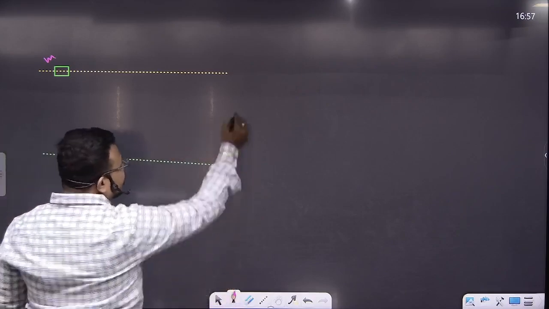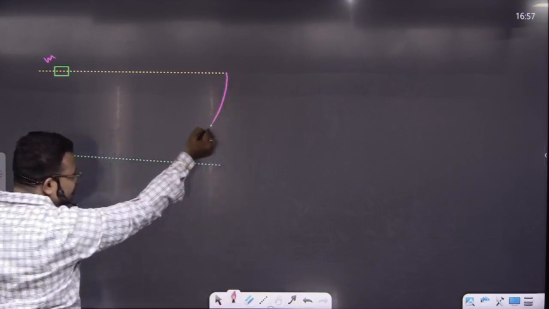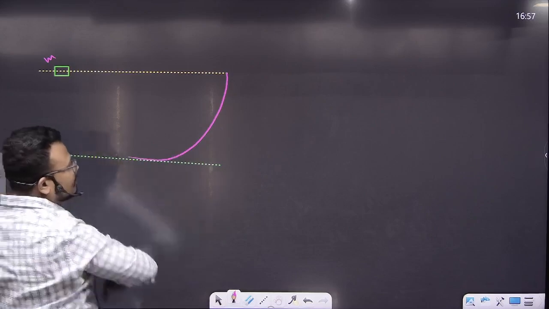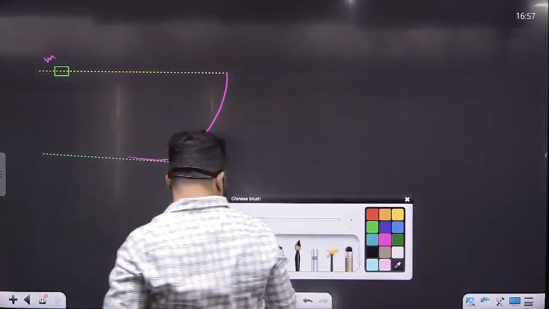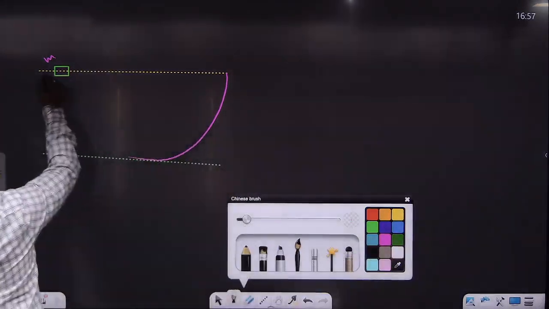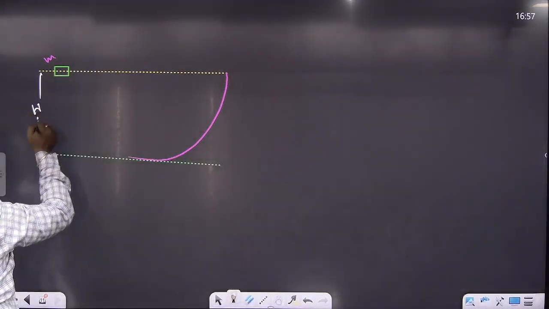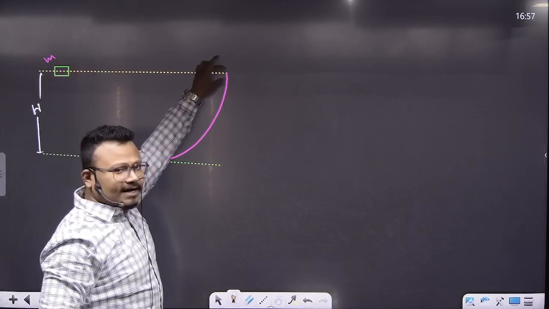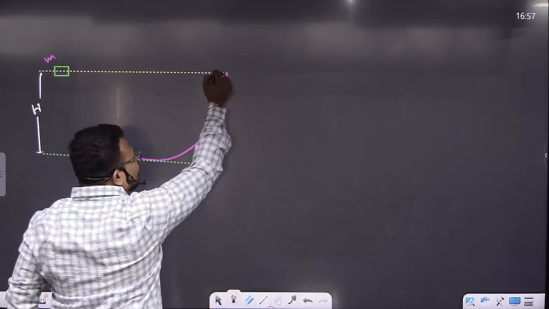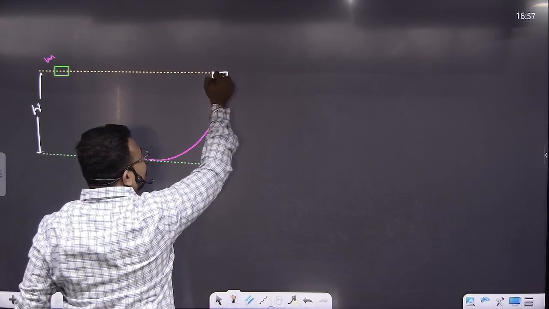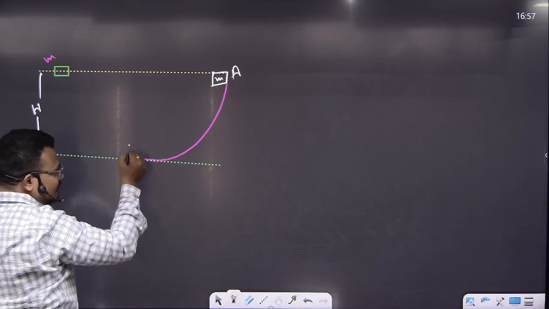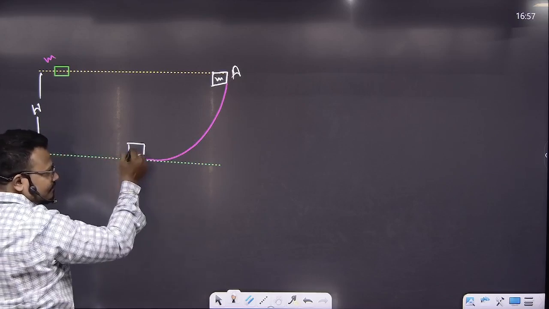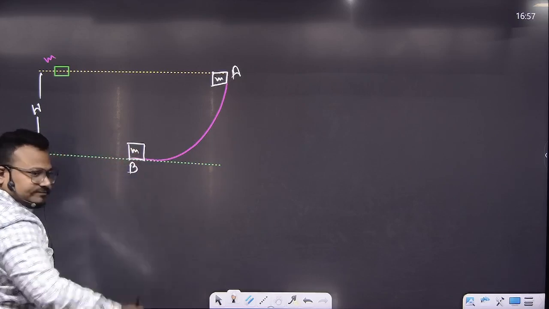I have taken one curvilinear path, like this. A body is released from there at some height h. From here to here the height is H. I have taken this particle and kept it here, with mass m, at point A. It will slide down and come here and stay, at point B.